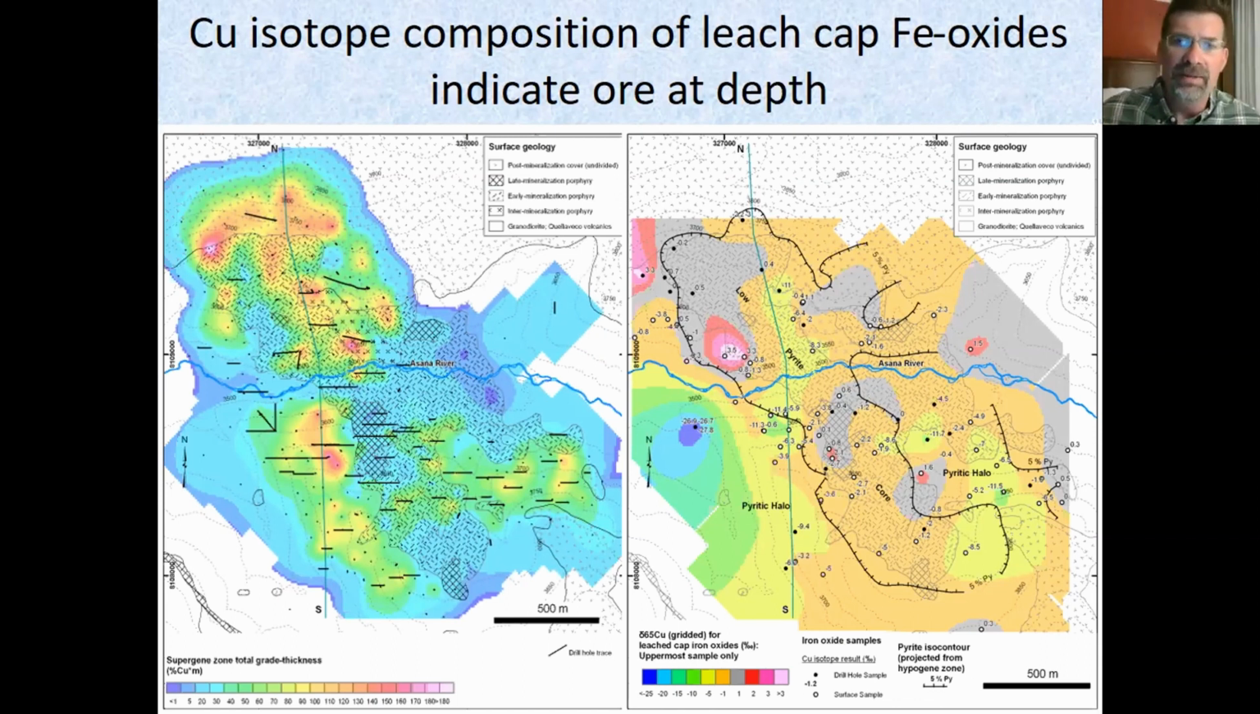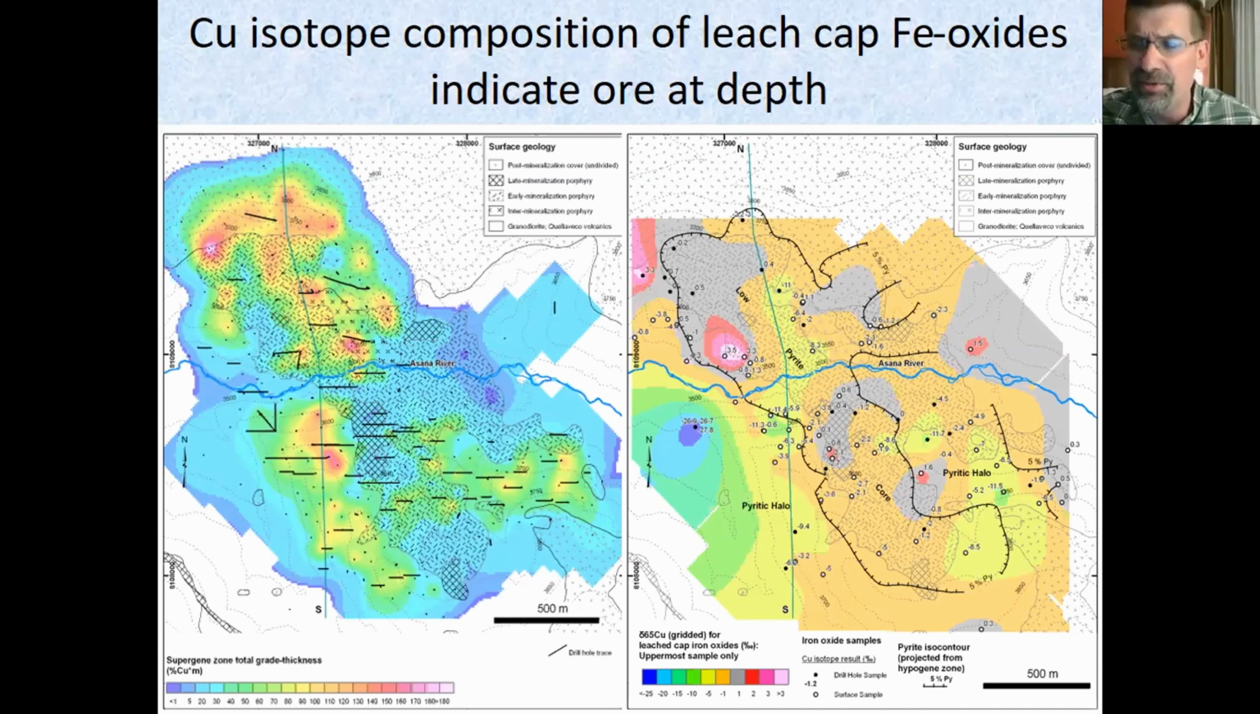And so on this map here, on your left, we have supergene thicknesses and where high copper concentrations are. And then on the right are copper isotope values from the iron oxides there. You can see there's a pretty good correlation between heavier copper isotope values and greater supergene thicknesses. So if you find heavier copper isotope signatures in iron oxides in an area, it does correlate with the presence of supergene chalcocite at depth.